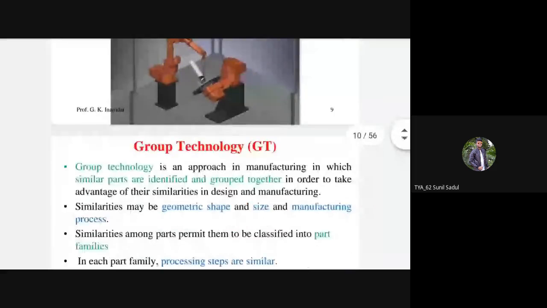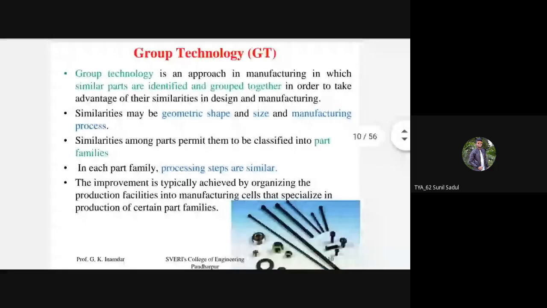Now group technology. What is group technology? Group technology is an approach of manufacturing in which similar parts are identified and grouped together. Last lecture we discussed one example. Suppose an engine assembly is there. Whatever required documents, required tools, different materials, different parts are there, we have to keep them in a certain area to find them according to requirement.